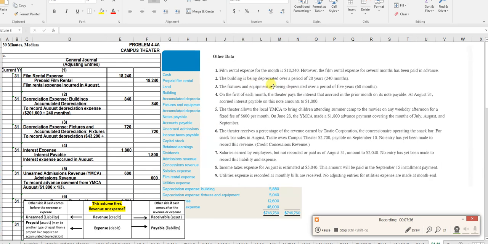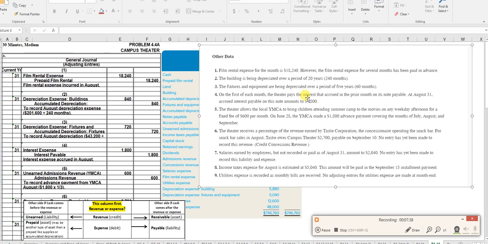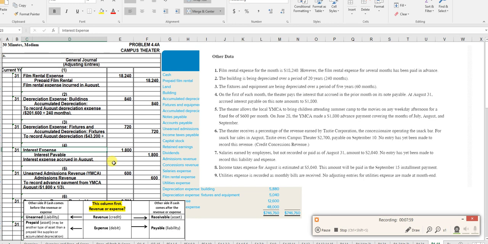Next one. On the first of each month, the theater pays interest that accrued in the prior month, so that's important, on its notes payable. On August 31st, accrued interest payable on these notes is $1,800. So I asked myself, is this interest revenue or expense to me? I am borrowing the money, so it's an expense, so I'm going to go over here and debit interest expense. Don't worry about the credit yet.